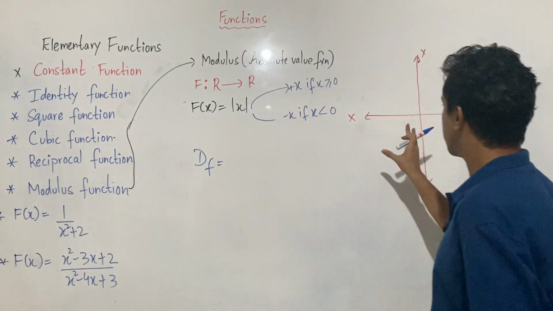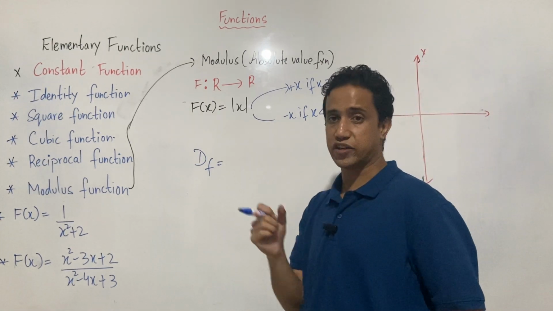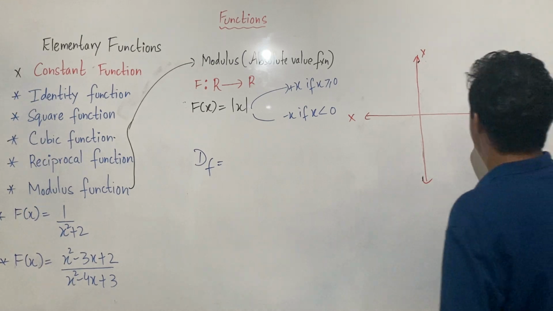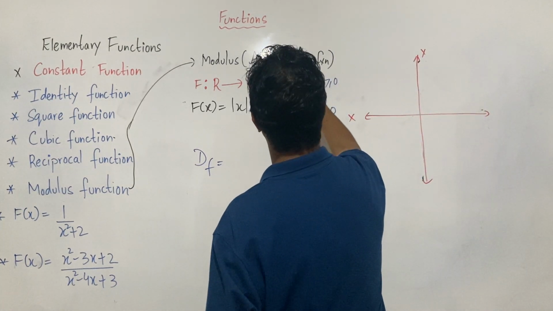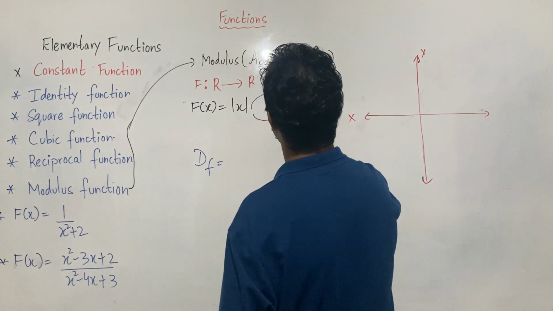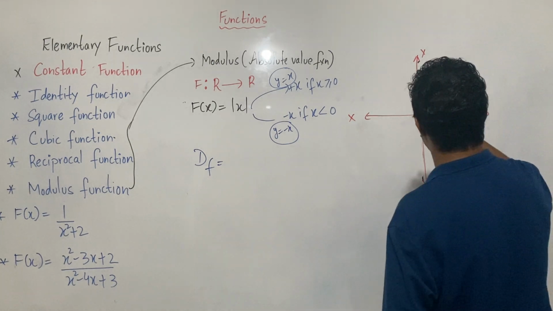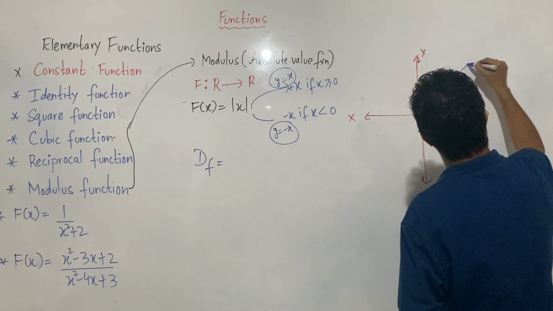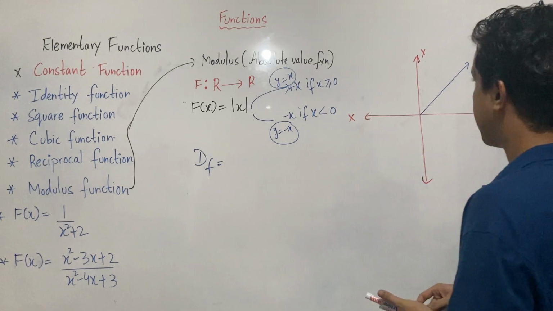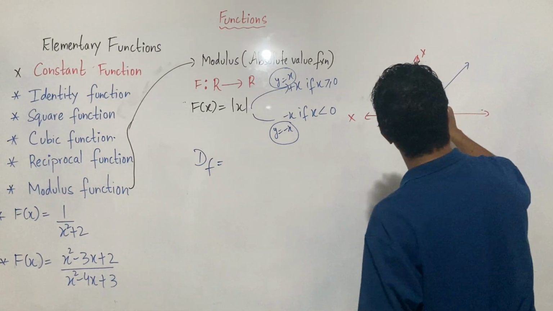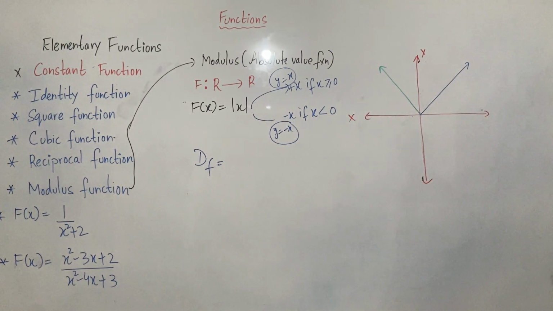So whatever your values of x, whether negative or positive, the value of y is always going to be positive. Okay, so this is y equal to x, and this is y equal to minus x. Now what are these? These are simply straight lines. This represents y equal to x, and this represents y equal to minus x.